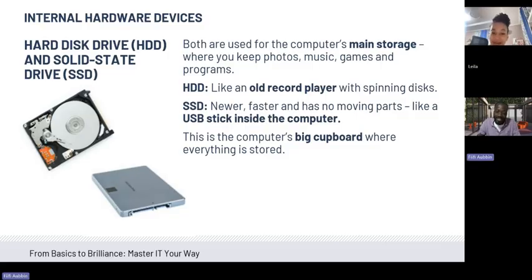So our HDD can be likened to an old record player with spinning discs. Then SSD, which is the newer version, is faster and has no moving parts. And that's like a USB stick inside the computer. So this is the computer's big cupboard where everything is stored. Okay, good.